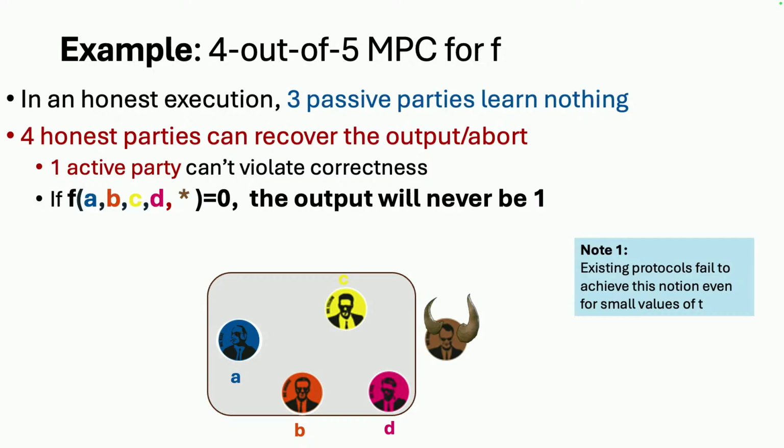So this is the definition that we have. As I said, existing protocols fail to achieve it, and note that this notion is non-monotone with t. Typically, when we increase t, we get more privacy. Here I have t and I have n minus t plus 1, so when you increase t, you get something incomparable. So it was a small miracle that we could even realize it for every t. It wasn't clear at the beginning.